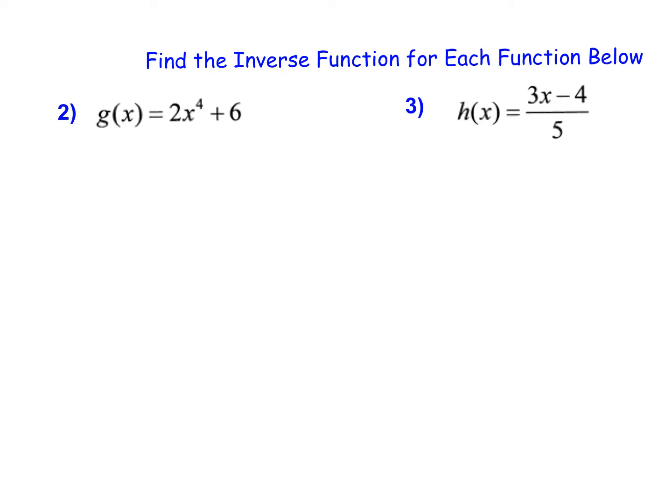In this second example, we're going to start by taking y equals 2x to the fourth plus 6 and then switching x and y. So we have x equals 2y to the fourth plus 6. Now our goal here is to get y alone, so we essentially need to undo what is happening to y and rewrite this equation so y is by itself.